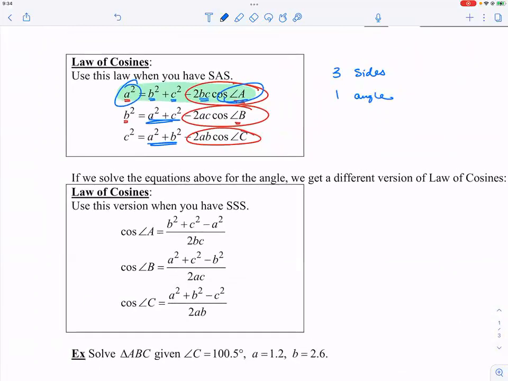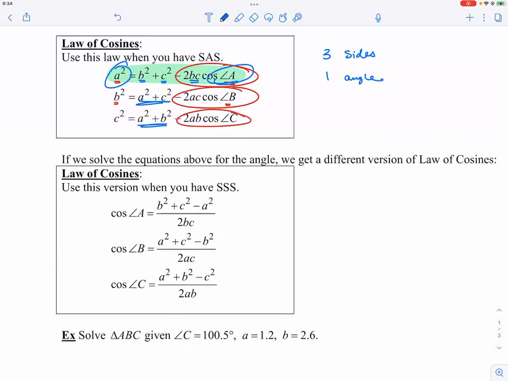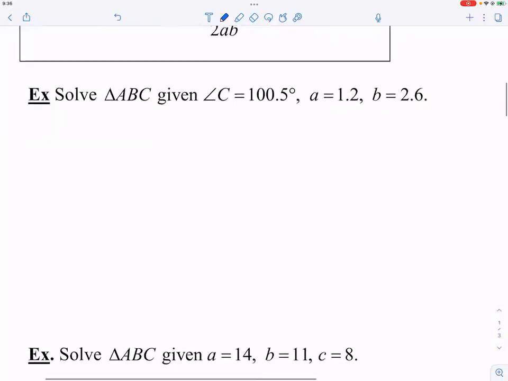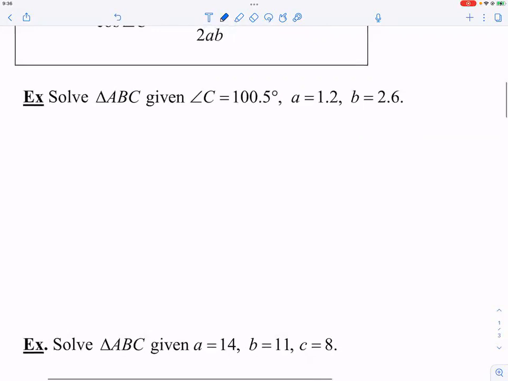By the way, if you need a calculator, go ahead, take a moment, come get a calculator. You will need them. Let's take a look at these examples and see how we find the missing parts.